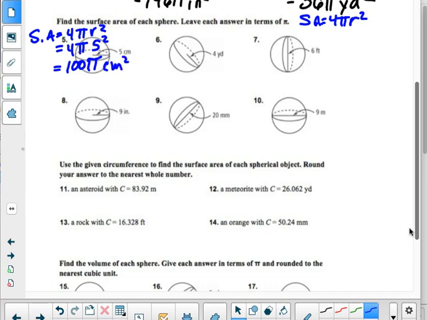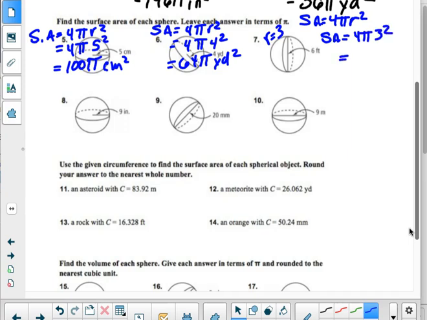Here, in number 6, SA is equal to 4 pi r squared. Number 6 has 4 as my radius, so 4 times 4 squared. That's 16 times 4, which is 64 pi yards squared. Here I've got the whole diameter 6, so my radius is 3. So r is equal to 3. So my SA is 4 pi 3 squared, and that's going to be 36 pi feet squared.